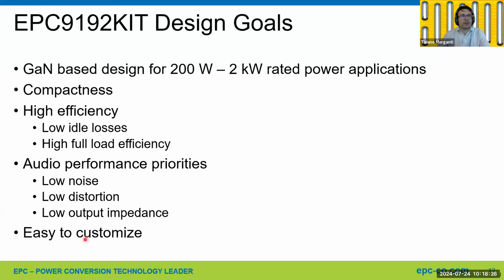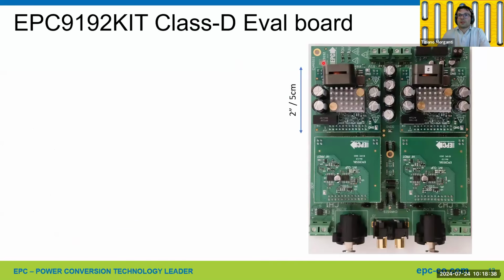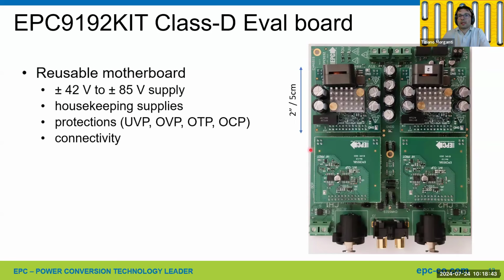So use the demo board to build your own prototype and evaluate the GaN performance. So this is the demo board. We have a reusable motherboard, which has the connection to the power supply. It's a split power supply, with ground, negative and positive rails, from plus minus 42 to plus minus 85 volts.